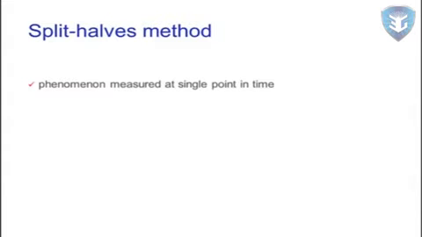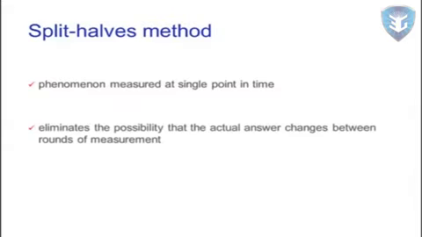A second way of assessing reliability is the split halves method. In the split halves method, the phenomenon is measured at a single point in time. This eliminates the possibility that the actual answer changes between rounds of measurement. To utilize the split halves method, the concept must be operationalized via a multi-item measure.